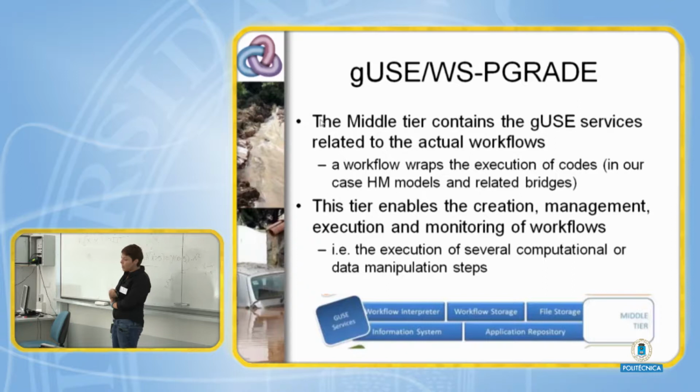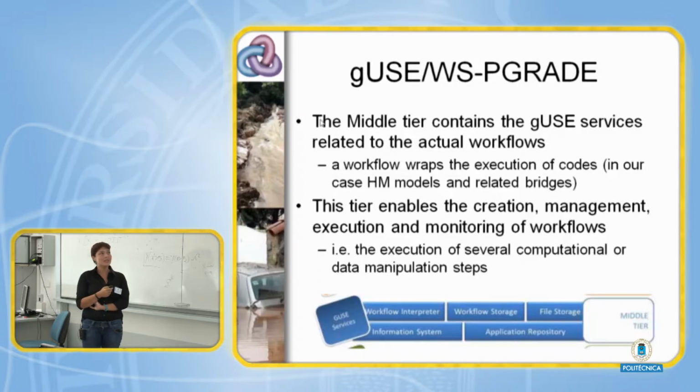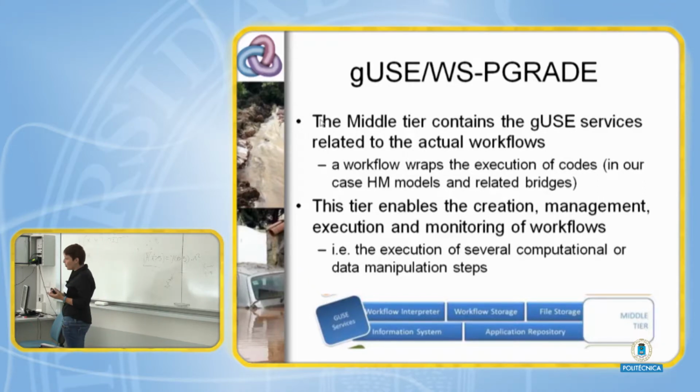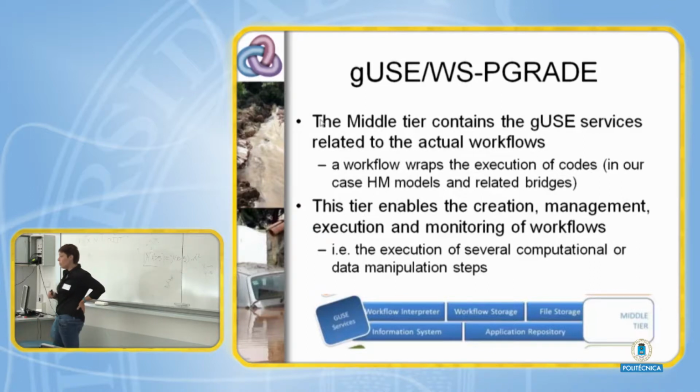Moving to the second layer, we have the middle layer. The middle layer provides the gUSE services, and is mainly related to the actual management of workflows. We can say that a workflow is a wrapper of a code, or of many codes if we have a workflow composed of different models. In a few slides you will have an example. In our case, those are our models, possibly connected with the bridges we are developing to achieve the standard compliance of our interfaces, the ones that you listened to this morning and will hear about in more detail tomorrow.